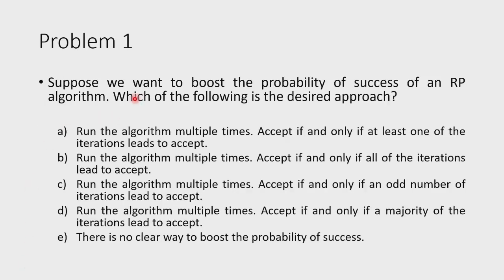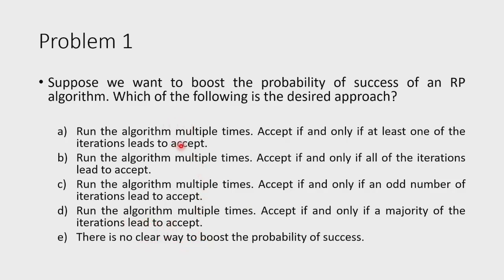Okay, so let's move on to the problems. The first problem is the following. Suppose we want to boost the probability of success of an RP algorithm. Which of the following is the desired approach? A: Run the algorithm multiple times and accept if and only if at least one of the iterations leads to accept. B: Run the algorithm multiple times, accept if and only if all of the iterations lead to accept. C: Run the algorithm multiple times, accept if and only if an odd number of iterations lead to accept. D: Run the algorithm multiple times, accept if and only if a majority of iterations lead to accept. E: There is no clear way to boost the probability of success.